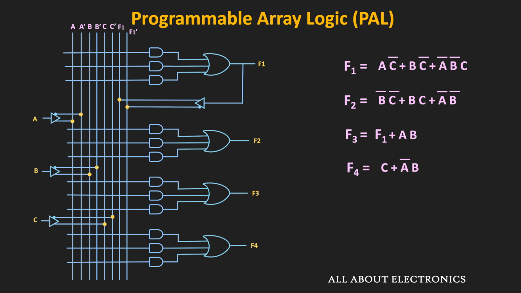So now, if you observe these 4 expressions, then except the function F3, all the expressions have less than 4 product terms. And they can be easily implemented using the given PLA circuit. So here, this function F3 has a total of 4 product terms. But as we have seen earlier, the first 3 product terms are same as the F1. So here, we can write this function F3 as this F1 plus AB.